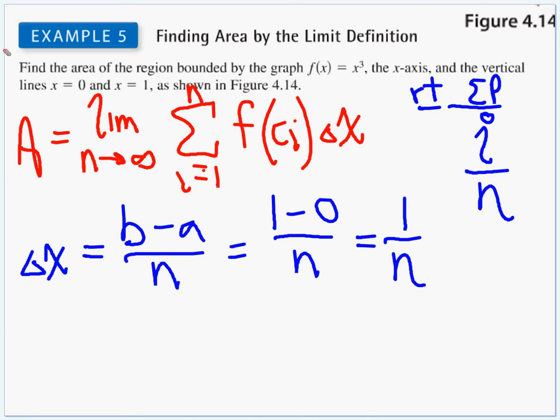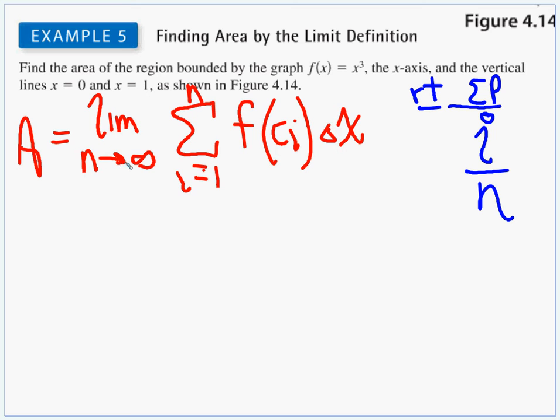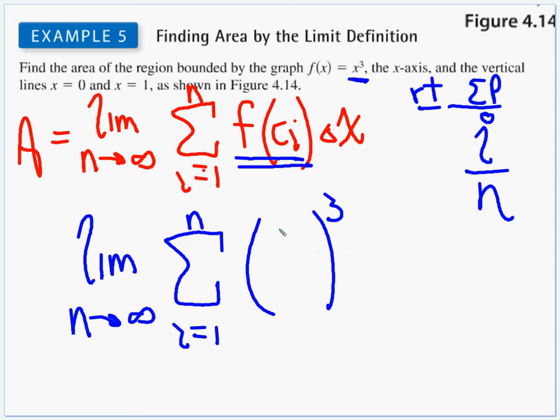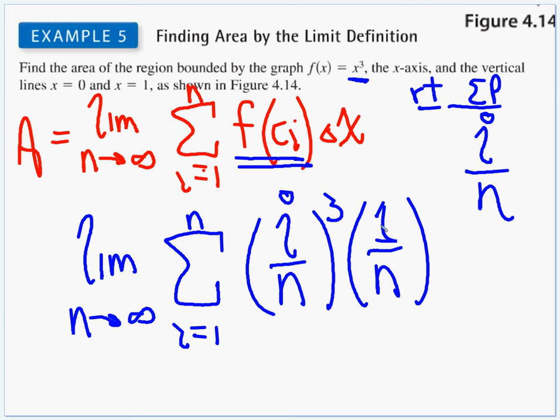Oops, and why did I erase that? Yeah, I guess I don't need that. Okay. So, area equals, we've got that. Here it is in function notation. Now when we jump into the function, this time our function is x cubed. So we're going to have the limit as n gets infinitely large. The summation from the first rectangle to the last, something cubed, and that's going to be i over n, times delta x, and our delta x is 1 over n. I'm being very careful so you don't confuse my 1's with i's. There we go.